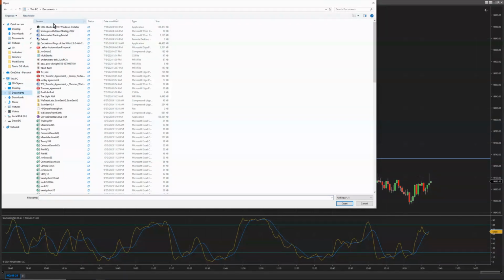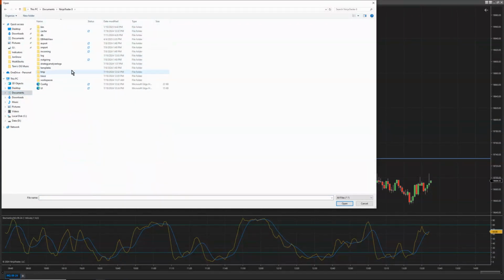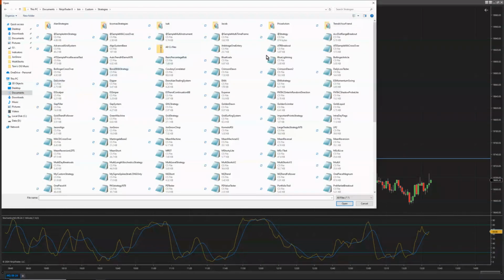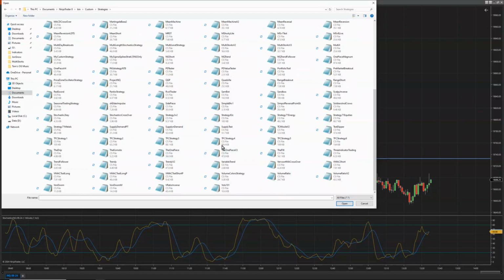Documents, trader 8, bin, custom, strategies. We did stochastic 2 key. I have a lot of strategies.